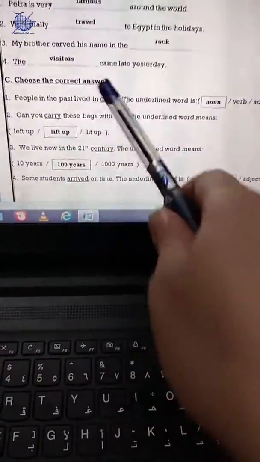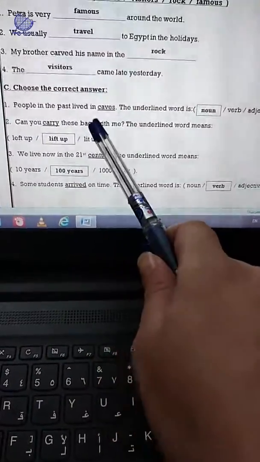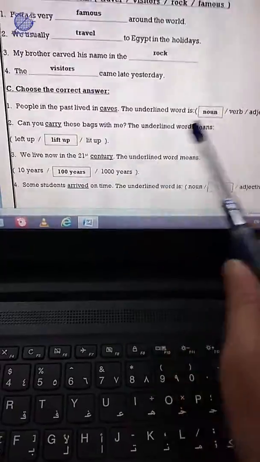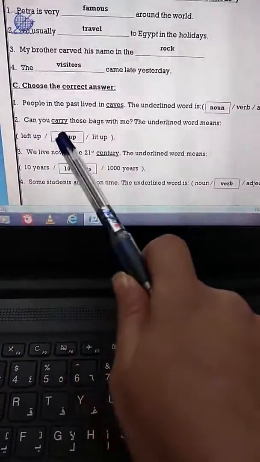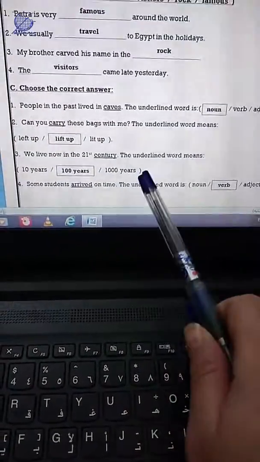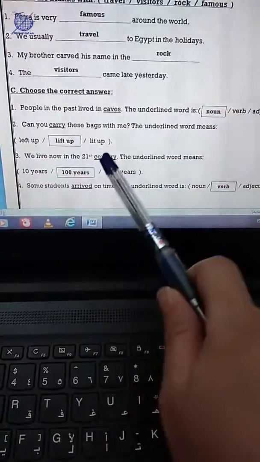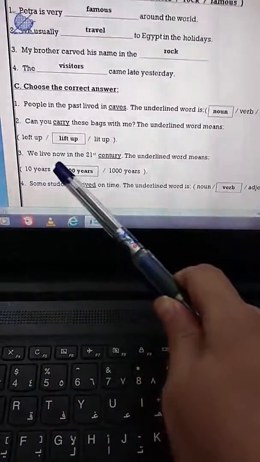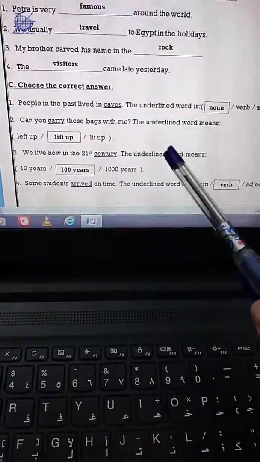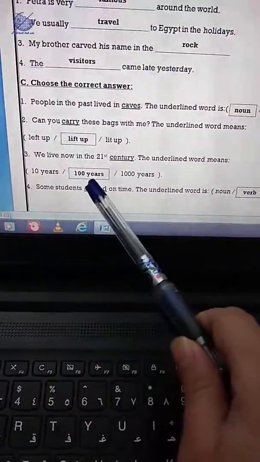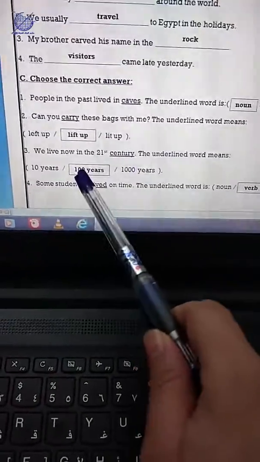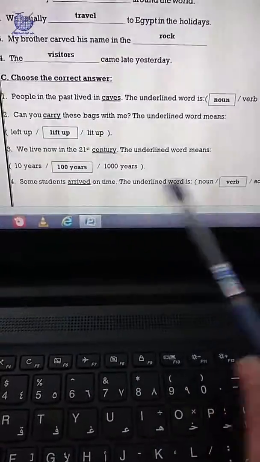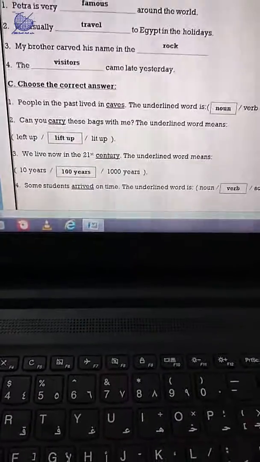Item C. Choose the correct answer. 1. People in the past lived in caves. The underlined word means noun, verb, adjective. Caves is noun. Number 2. Can you carry these bags with me? The underlined word means: we want the meaning of carry: lift up, not lit up, with I, not with E. 3. We live now in the 21st century. The underlined word means: 10 years, 100 years, 1000 years. The meaning of the century is 100 years. And the last one, number 4. Some students arrived on time. The underlined word arrived is noun, verb, adjective, and it's a verb.